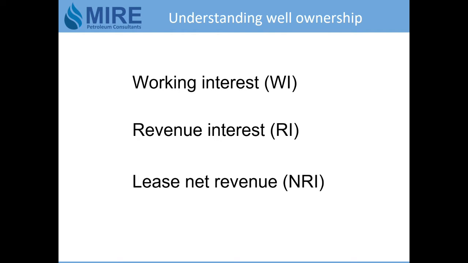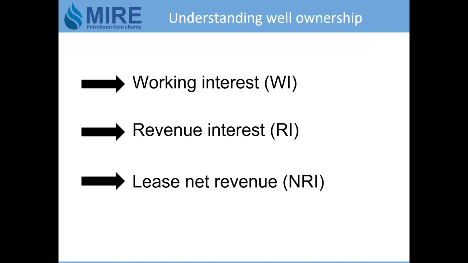All right, so the three things that PHDWin needs and you have to understand are working interest, revenue interest, and lease net revenue. So working interest is the share of the well that you or your company or your client is paying for. You're going to pay 50% of the drilling costs and 50% of the operating expense. So that would be your working interest. Now, revenue interest is what share of the revenue you or your client will receive when the oil and gas is sold, because that could be different than the working interest. And most of the time it is different.